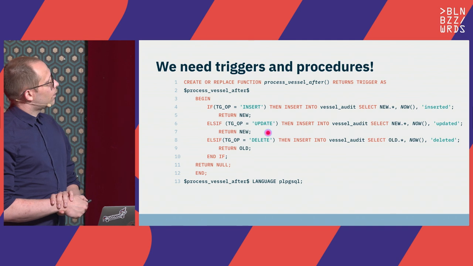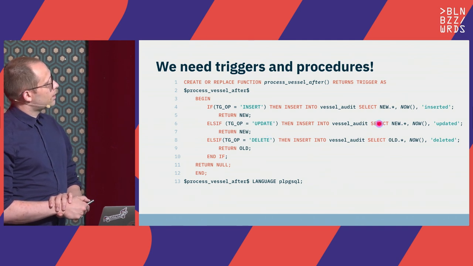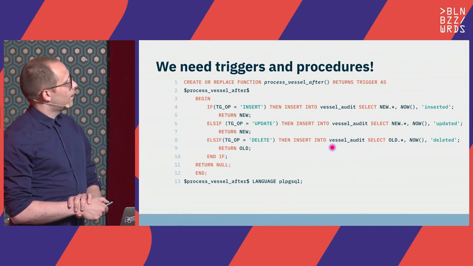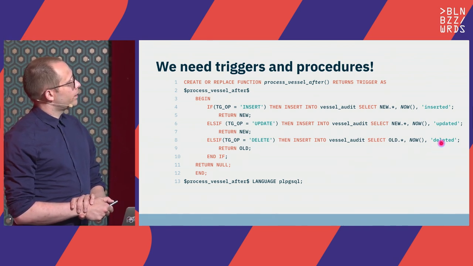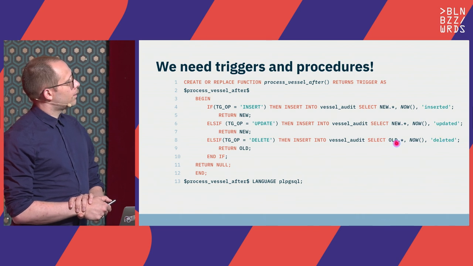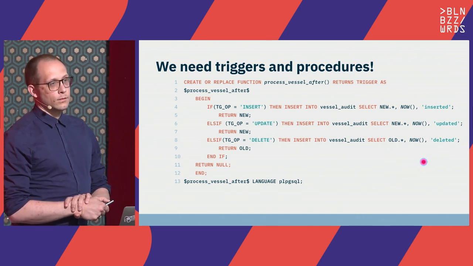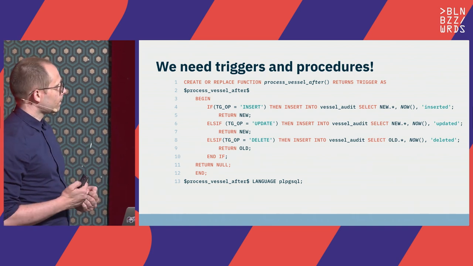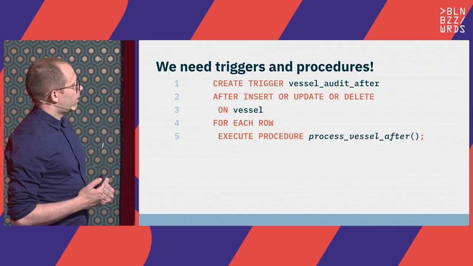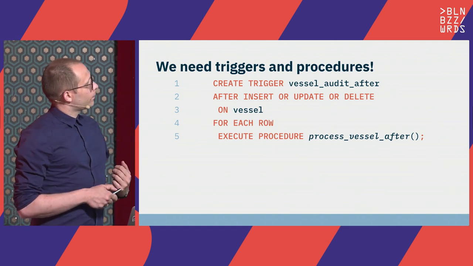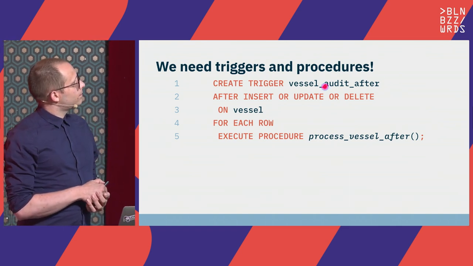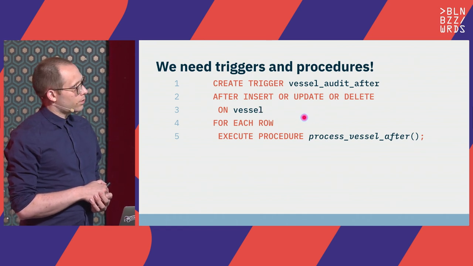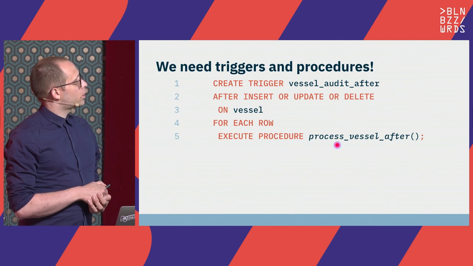If the operation is an update, we do the same, but the operation name is updated. And if the operation is a delete, then we put the value deleted in the audit table row, and we put the old values in the table because there are no new values. It's deleted. There's no new. And after that, we create a trigger on the table vessel after insert or update or delete, and for each updated, inserted, or deleted row, we execute the procedure process vessel after.